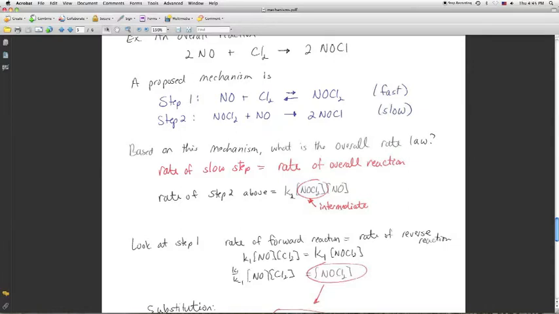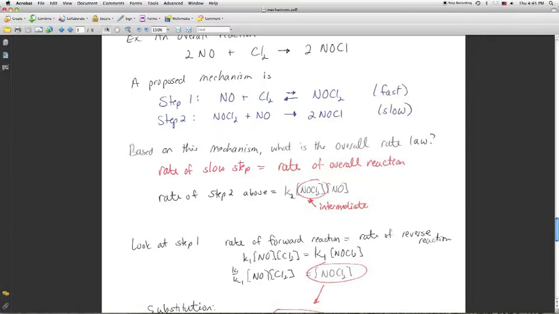The problem is I can't really answer the question yet, because NOCl2 is an intermediate substance, and I don't want my overall rate law to contain anything that's intermediate, anything that would just cancel out of the equation. So is there anything I can do about this? I can't really answer the question yet. You might think, well, no, it's wrong, it doesn't match. But I really don't have enough information yet to figure that out.